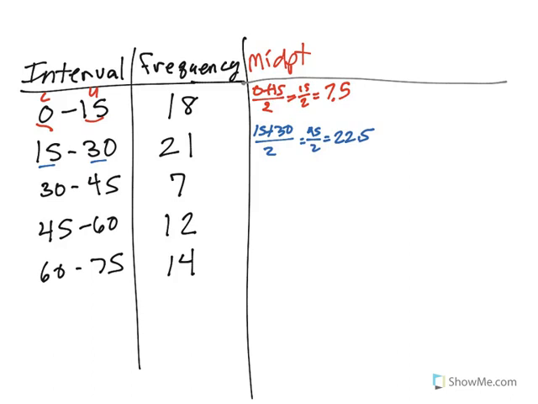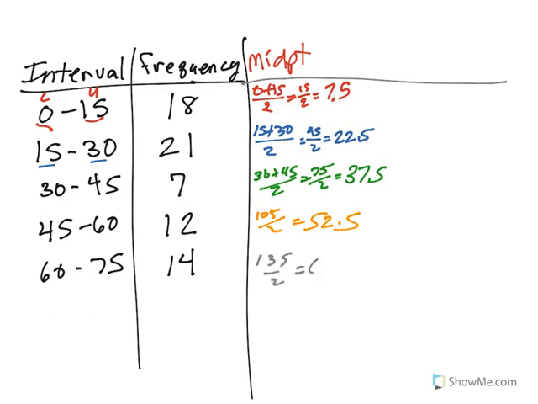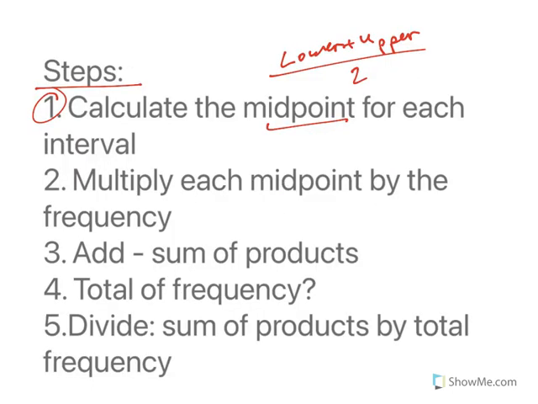Then I would take 30 plus 45 divided by 2. So 75 divided by 2. All right. Now I have 105 divided by 2. And last but not least, 135 divided by 2. Okay, so I have my midpoints. Step 1, check. Now we go to step 2.